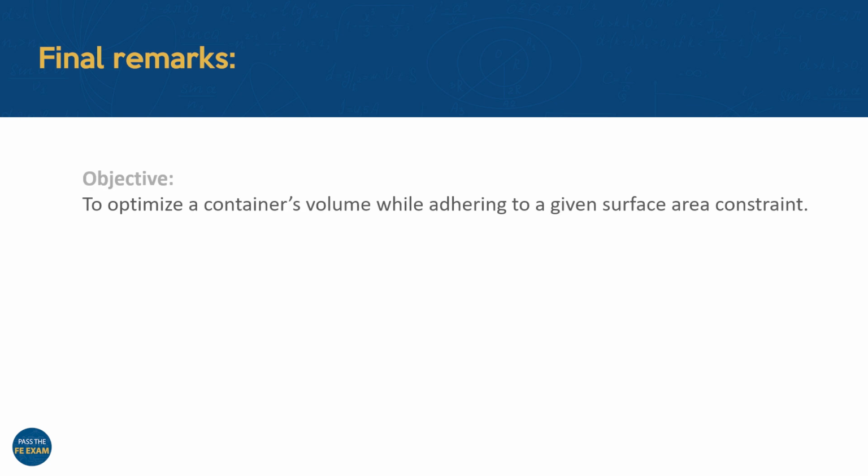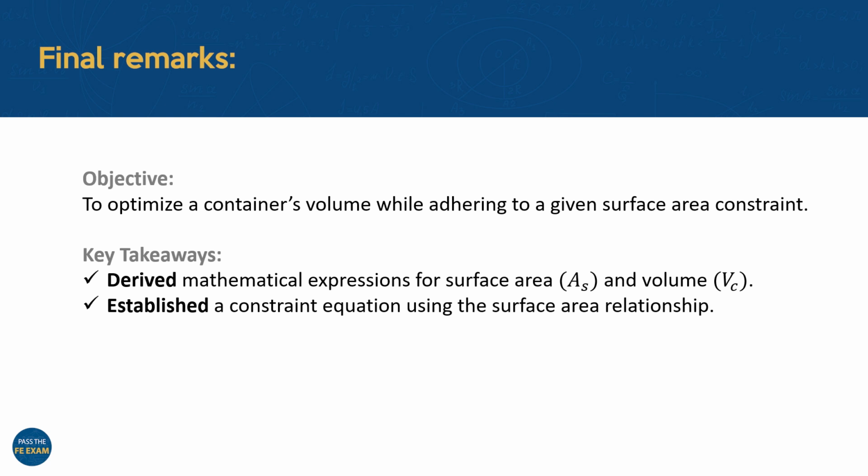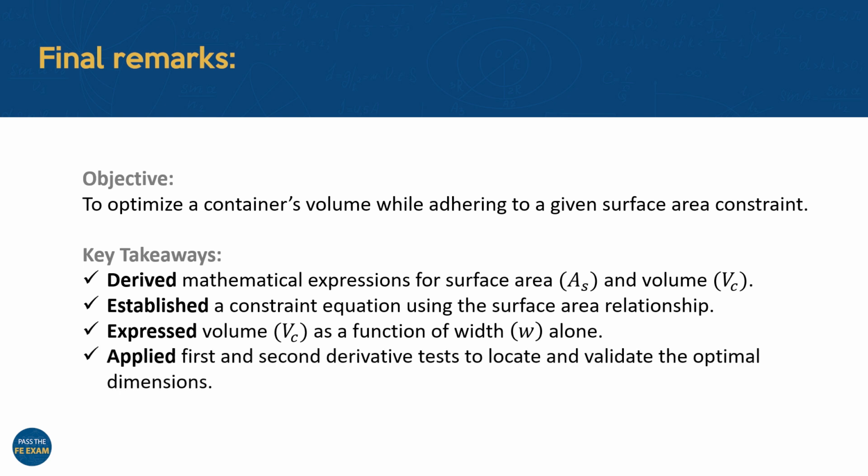To conclude, the objective of this problem was to optimize a container's volume while ensuring it adhered to a given surface area constraint. Throughout this process, we derived mathematical expressions for both surface area and volume, allowing us to establish a constraints equation that defined their relationship. By expressing volume as a function of width alone, we simplified our calculations and applied both the first and second derivative tests to determine the container's optimal dimensions. By systematically applying calculus and optimization techniques, we successfully determined the maximum volume of our container while staying within the given surface area constraints.